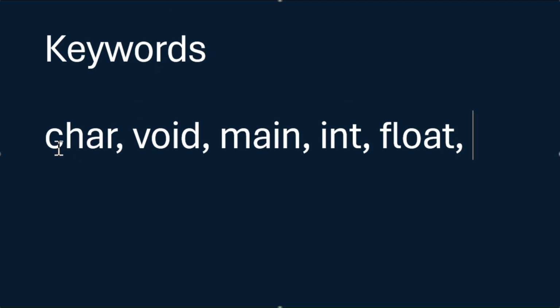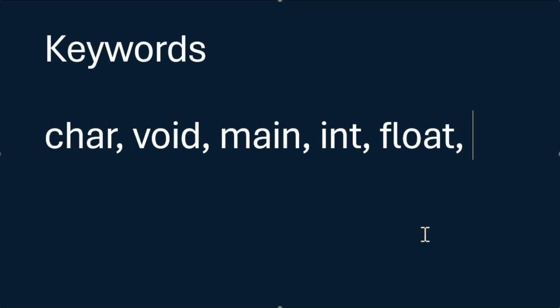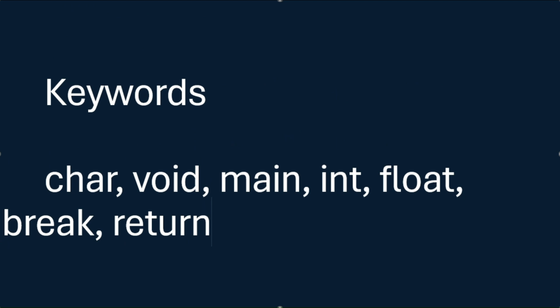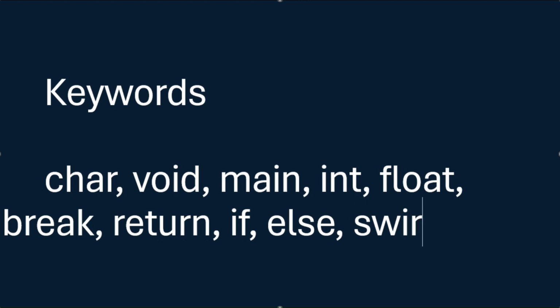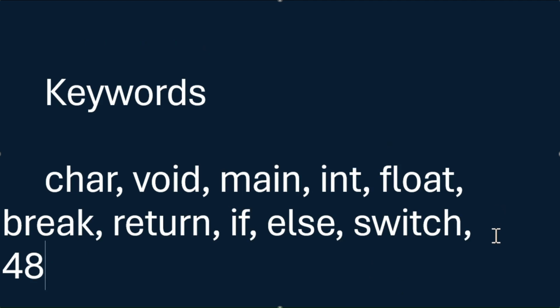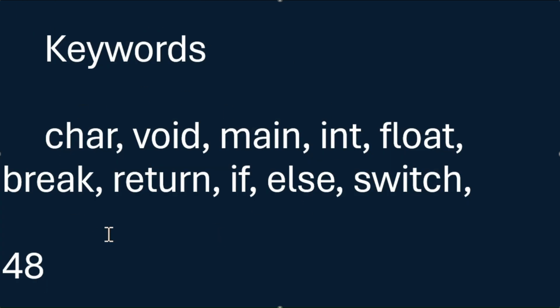So keywords are already defined words which have a certain meaning, which is defined. We cannot use these names for a variable. There are other keywords like break, return, if, else, switch. These are the already defined words. So there are a total of 48 keywords, that is 48 reserved words, which we cannot use as the name of a variable, because they have already been defined to do some other work.